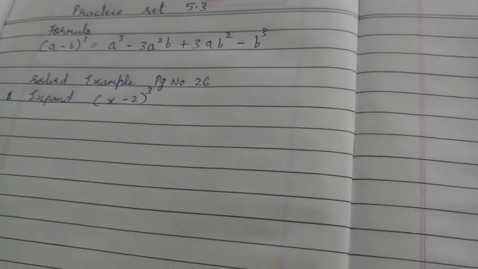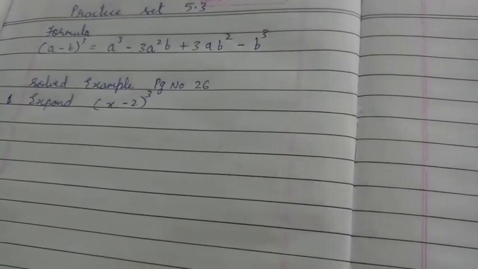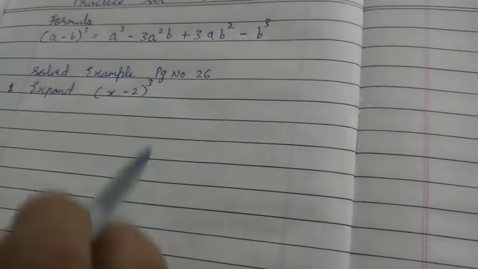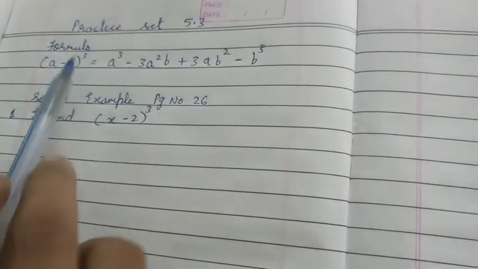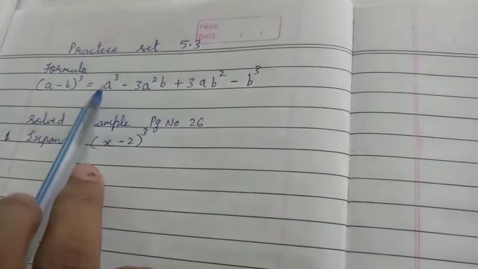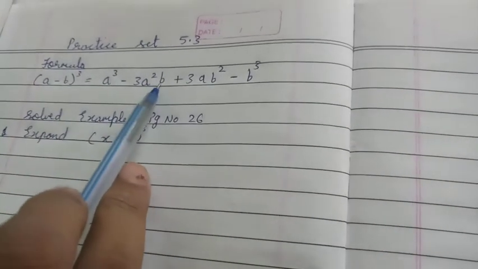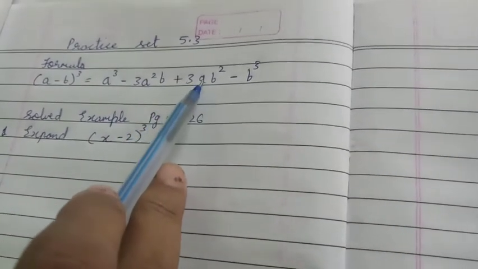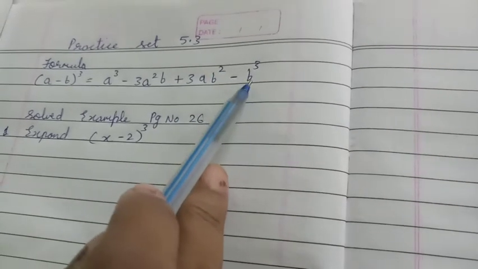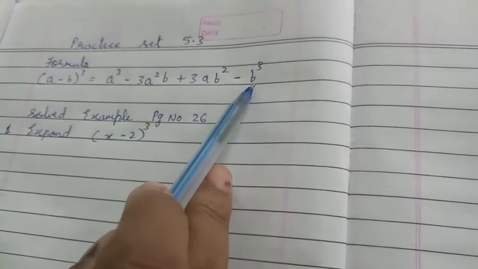Hello students, hope you have practiced 5.1 and 5.2. Now we are going to start practice 5.3, based on the formula (a − b) whole cube equals a cube minus 3a square b plus 3ab square minus b cube. This is our new expansion formula. You have to learn the formula.